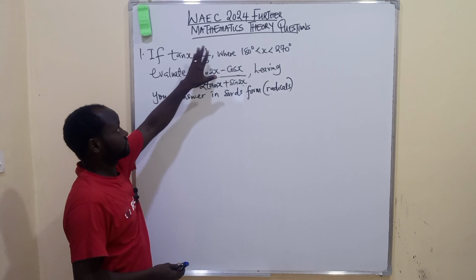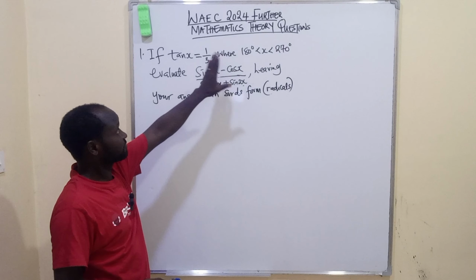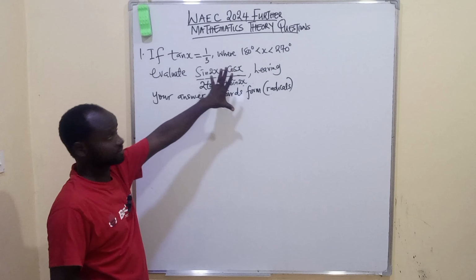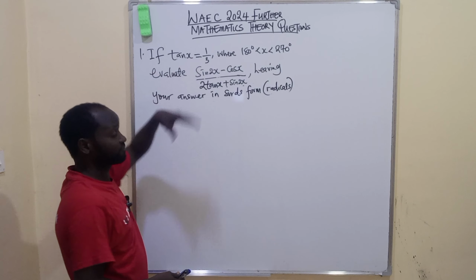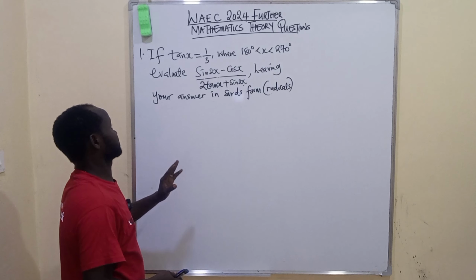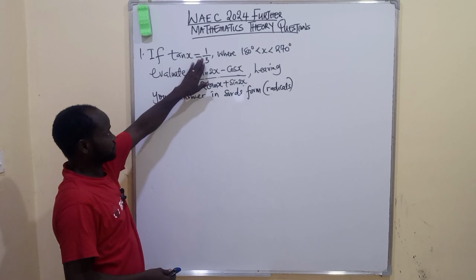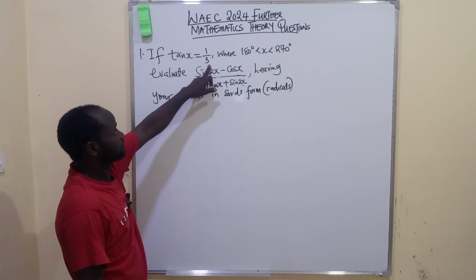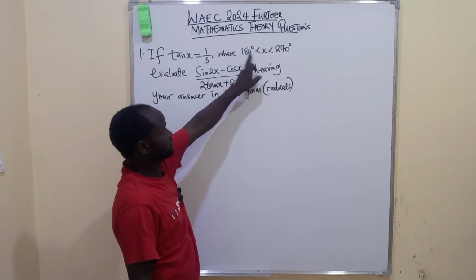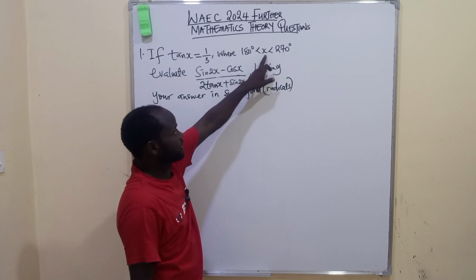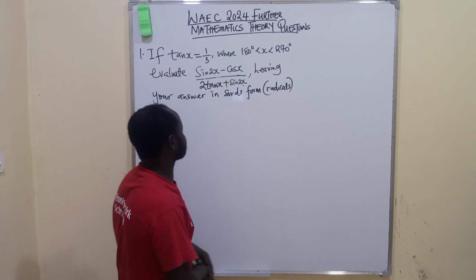We are looking at a question from WASSCE 2024, Further Mathematics, the theory parts. This is question 1 from the compulsory parts. The question reads: if tan x is equal to 1 over 3, where 180 degrees is less than x, and x is less than 270 degrees.